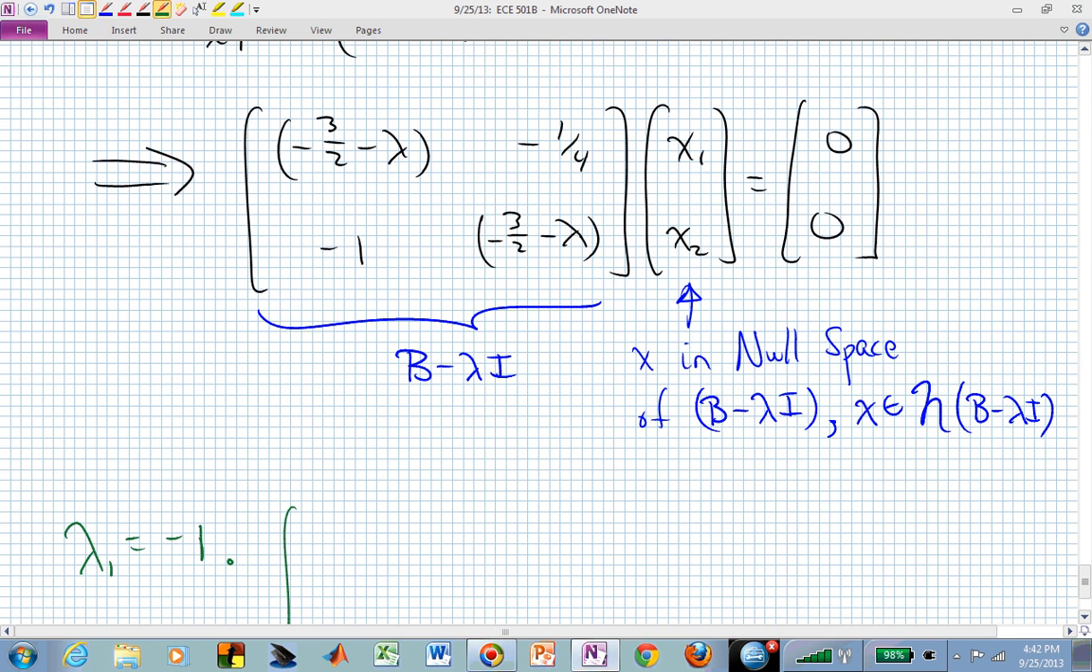The 1, 1 entry becomes -3/2 plus 1, which is -1/2.